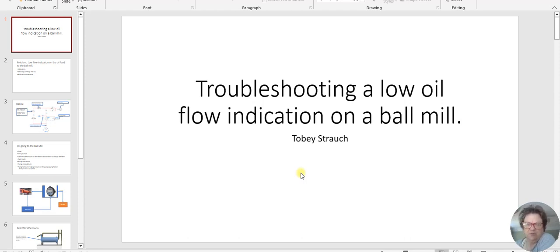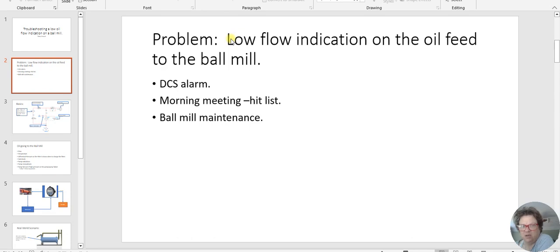Hey there, controls people. We're going to look at and discuss troubleshooting a low oil flow indication on a ball mill. To give you some context, the problem is a low flow indication in the oil feed to the ball mill. DCS alarm. The guys had known about it for a while, it kept showing up on the morning meeting, and it should be part of ball mill maintenance.